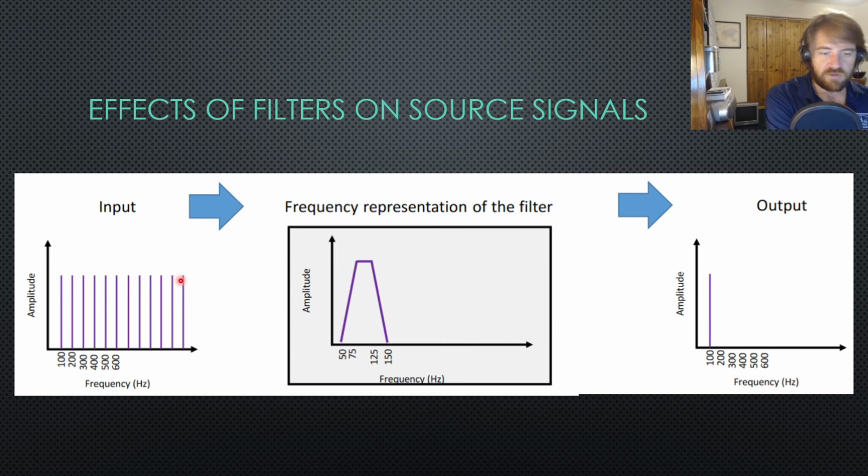And the reason why just 100 hertz passes is because you've got 50 to 150. 100 hertz is roughly here in the middle. And between 50 and 150, we've only got one frequency over here, which is 100. And so that one's going to pass completely. Everything else, everything to the right, is just knocked out because it's not allowed to pass by this filter.